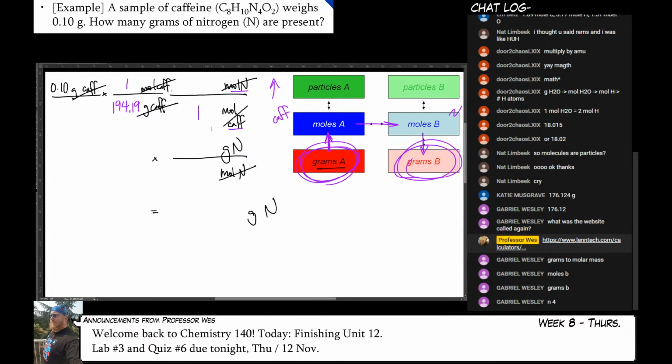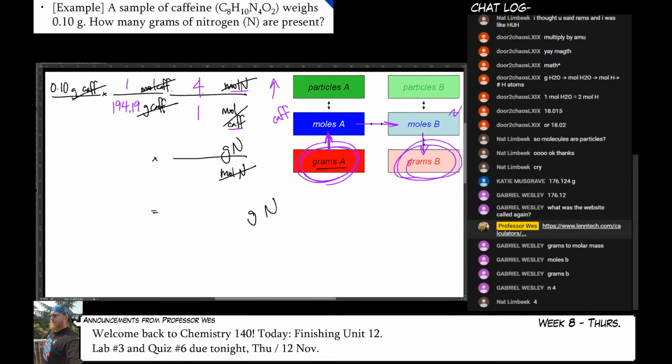There's a lot of numbers out there. Which one do I pick? 4. Yeah, very good. Because that's the number that tells me how many nitrogens there are in the caffeine molecule.